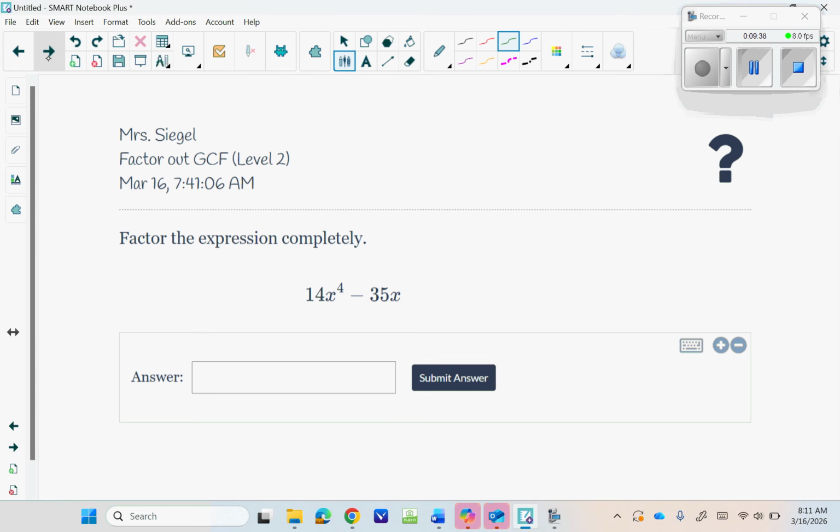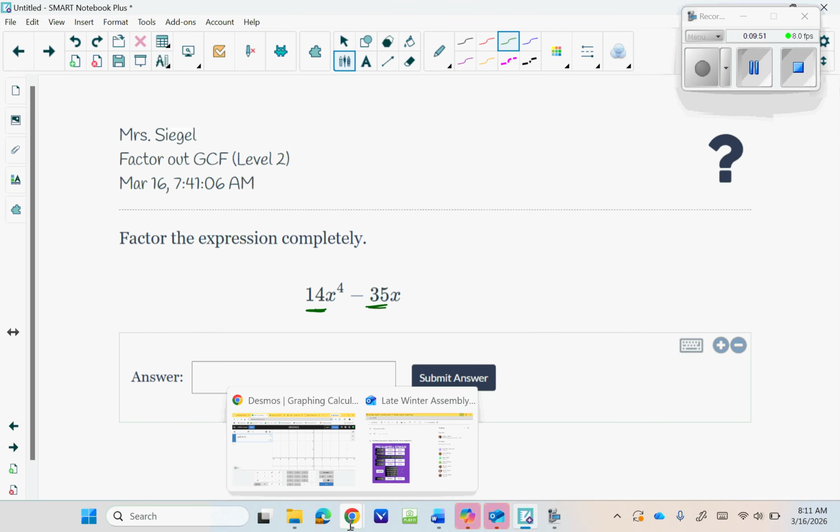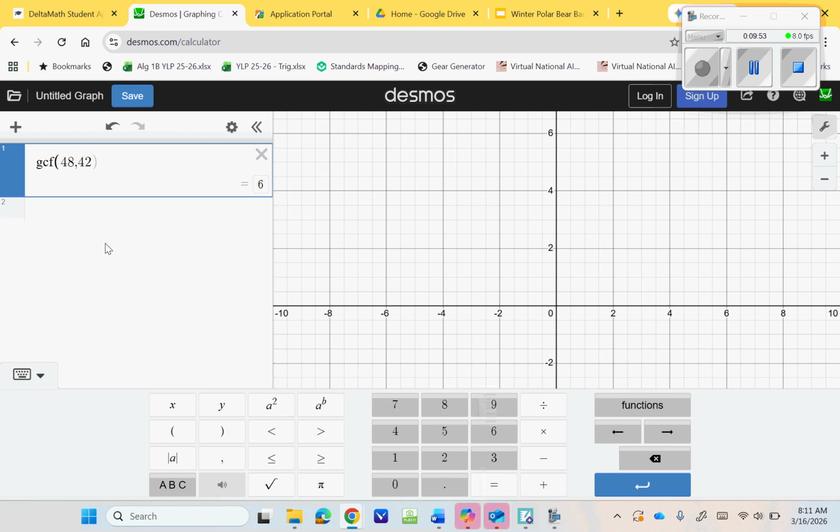Let's do one more. Let's do this one. Okay, so think about what your GCF will be for 14 and 35. Ooh, I don't know. So let's go to Desmos. I'm going to kind of cheat. 14 and 35, and it is 7. Okay, so let's go back.